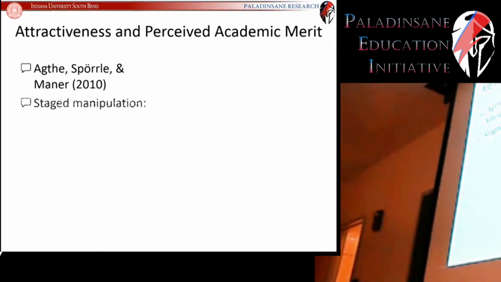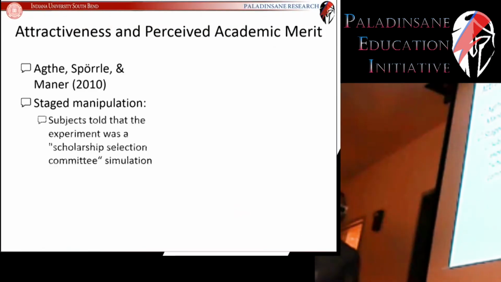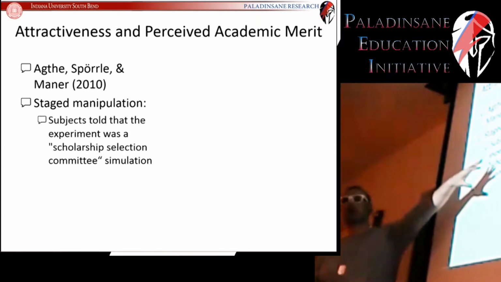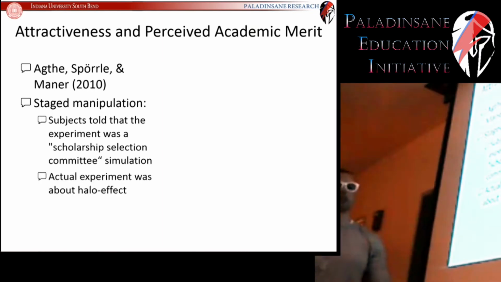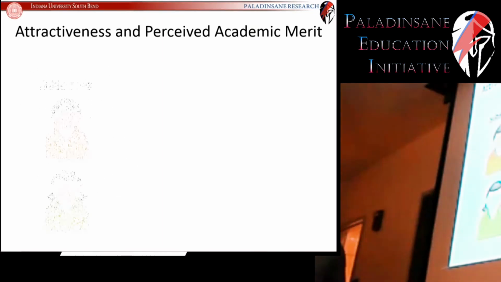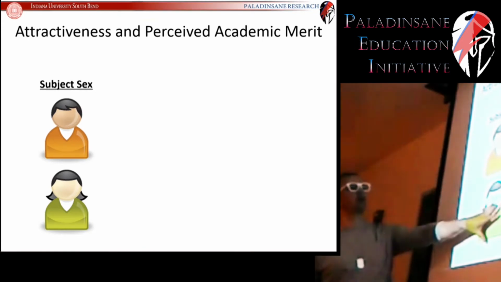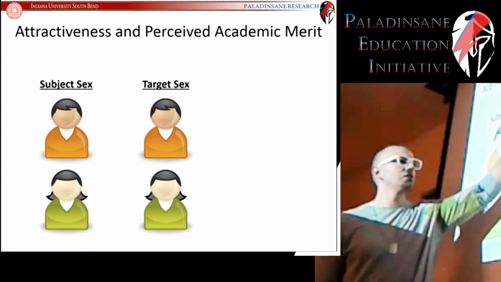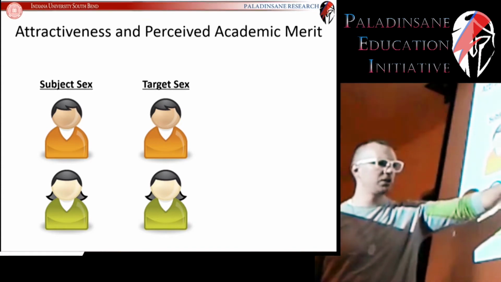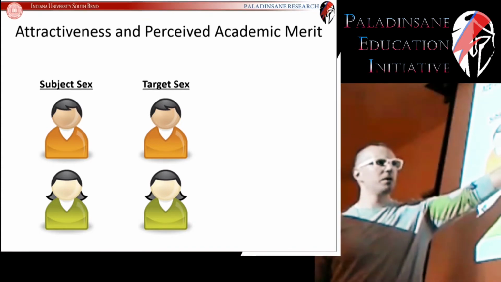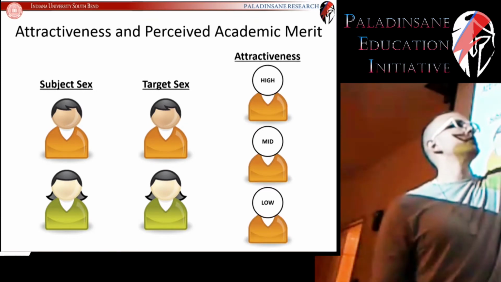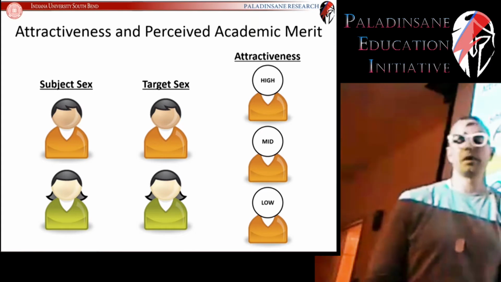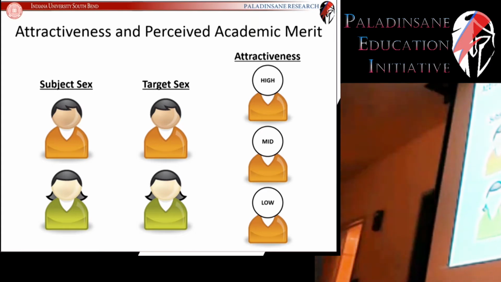So we are going to take a look at Ackley, Sporlia, and Maynard's stage manipulation. So again, remember that subjects thought they were part of a scholarship selection simulation. It was actually about the halo effect. And we had male subjects and we had female subjects, and they took a look at 3 male applications or 3 female applications for scholarships, came with photos, and the photo on one of the scholarships was a highly attractive individual, photo on the other scholarship, middle attractive, photo on the third scholarship, unattractive individual.